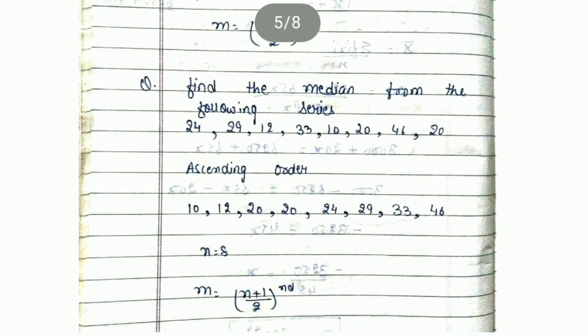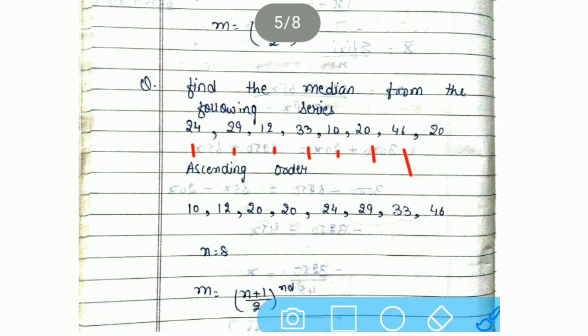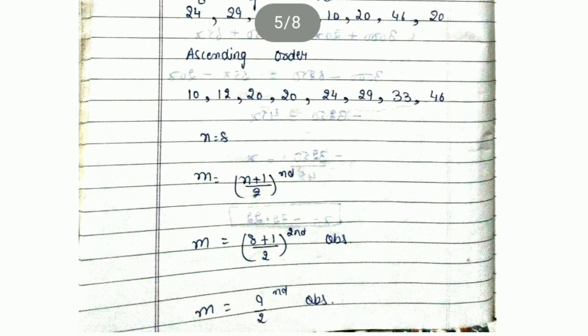Find the median from the following series, and the values are given: 24, 29, 12, 33, 10, 20, 46 and 20. These values are given to us. Now first work which we have to do is put these values into ascending order. Ascending order, that means from lowest to highest. Lower value से higher value जाएंगे, that is known as our ascending order.